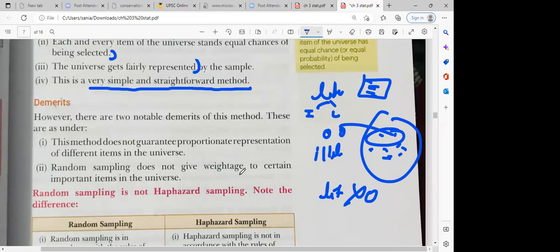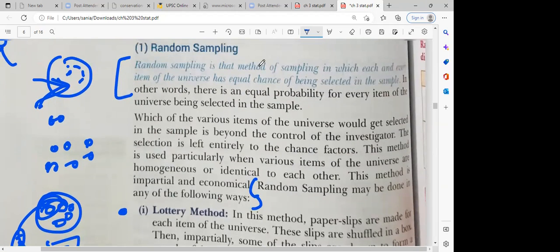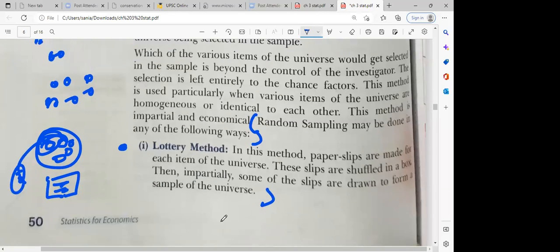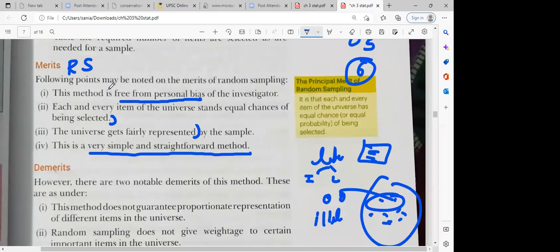Okay, so what you will do, you will be very, very quick. Just write random sampling first, the definition till here. After that, random sampling may be done in the following ways. First, lottery system, you have to write the entire thing. Then, table of random sampling till here. Then, merits of this, the underlined part: free from personal biases. Then second, each and every item of the universe stands an equal chance. And third, till here, fourth.